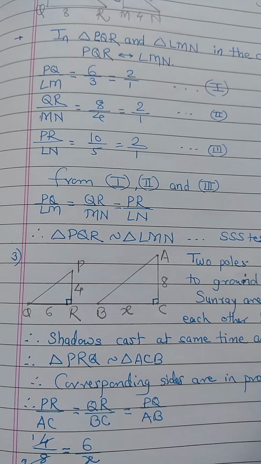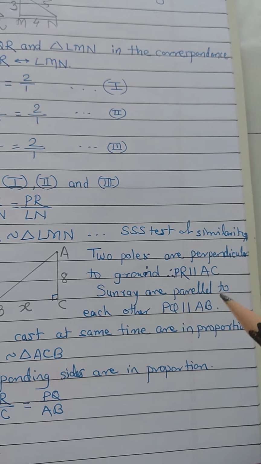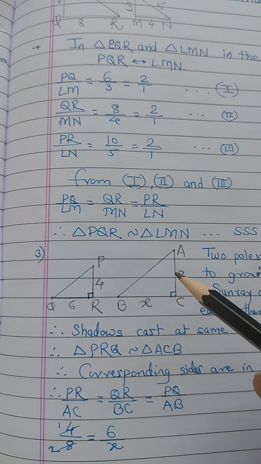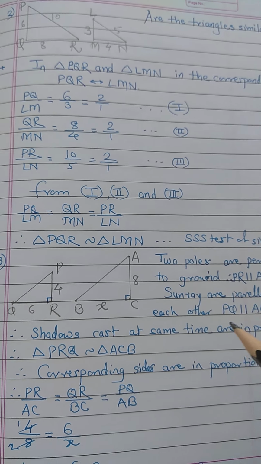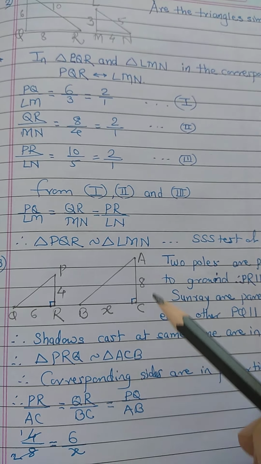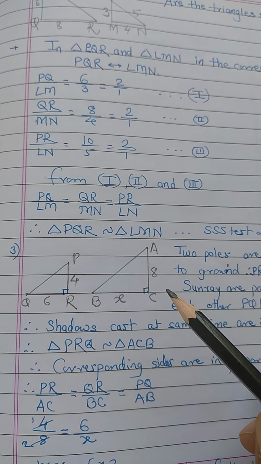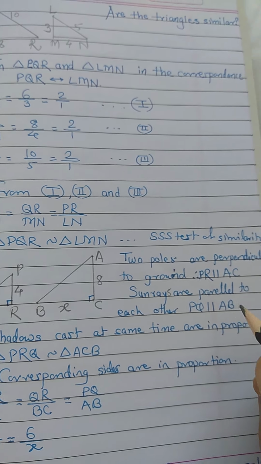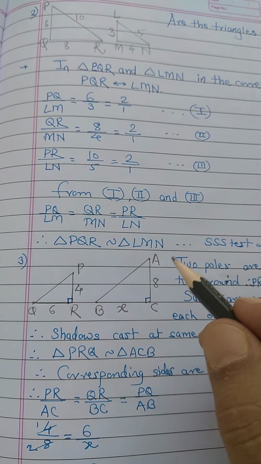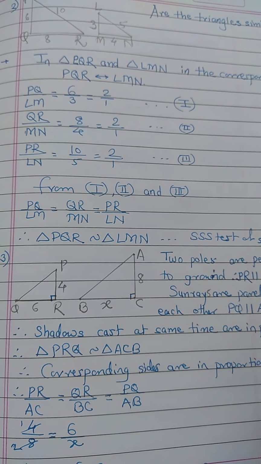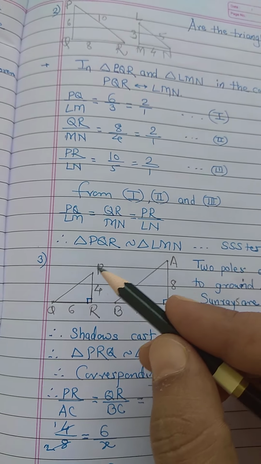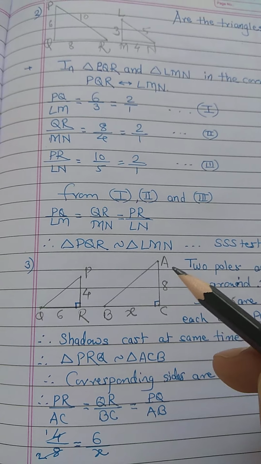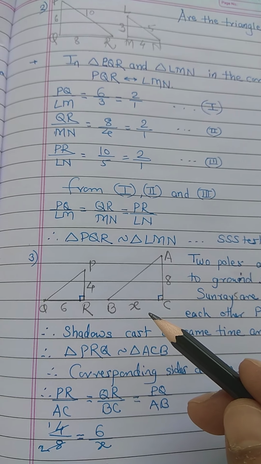Now question number 3 is, two poles are perpendicular to the ground. PR is parallel to AC, as they are perpendicular to the ground, they should be parallel. And sun rays are parallel to each other. We know that sun rays are always parallel to each other. Therefore, AB is parallel to PQ.